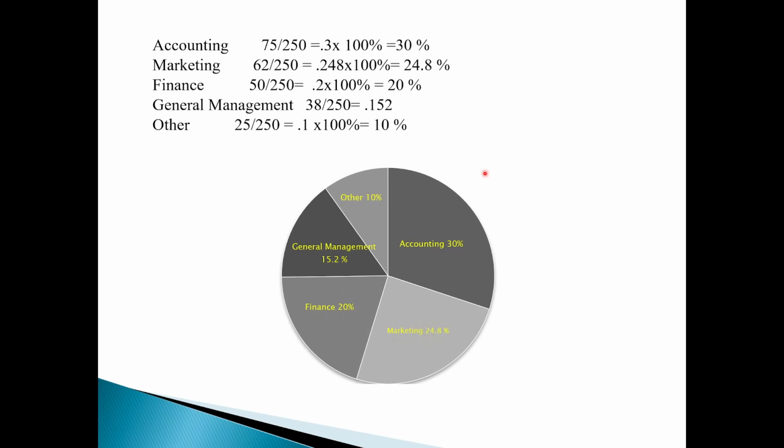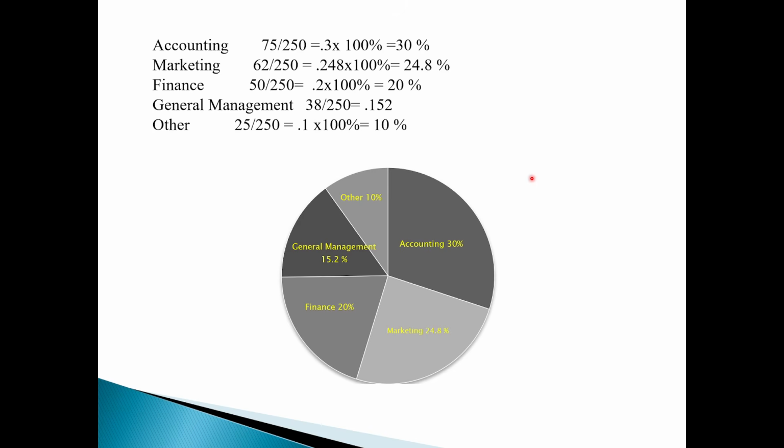Okay? So this is how you do it. In this one, you know that accounting is 30%, so it should be the largest on your circle graph or your pie chart, okay? And marketing is 24.8%, finance, and so on. The smallest should be other. How many degrees is other? That should be 36 degrees, okay? So that's how you draw your pie chart, okay?